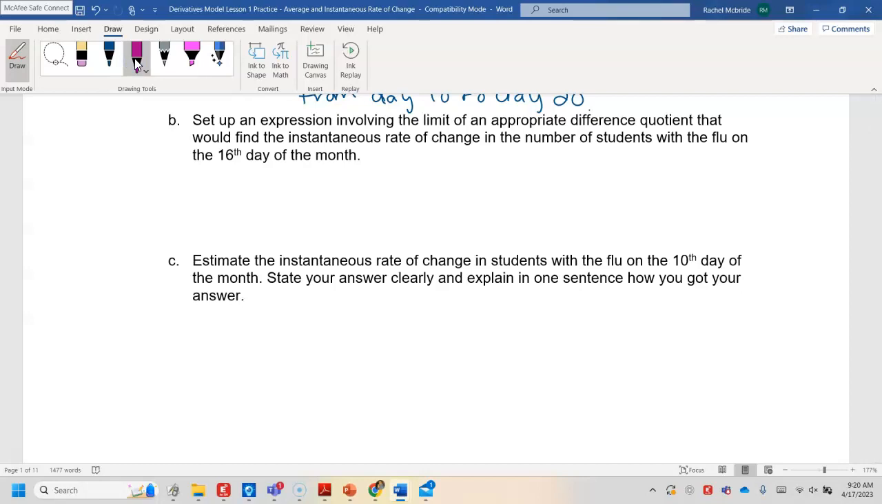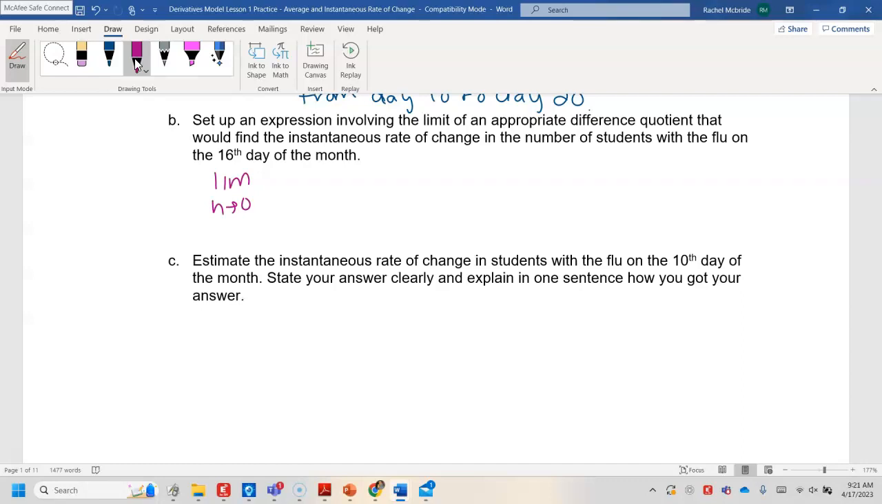Set up an expression involving a limit that would find the instantaneous rate of change in the number of students with the flu on the 16th day of the month. So this is our definition of the derivative problem. Our limit, and again, you can set this up either way. This is the formal definition of the derivative.